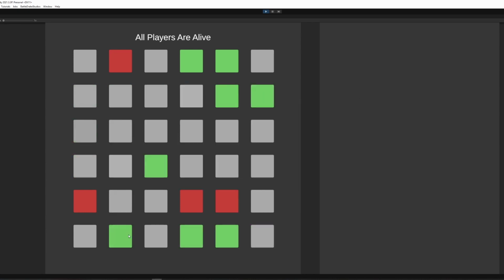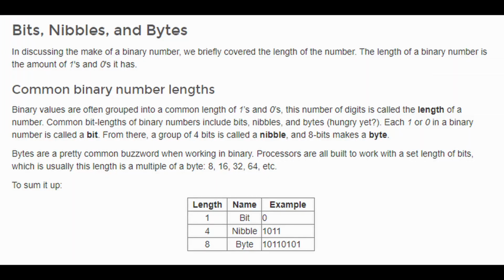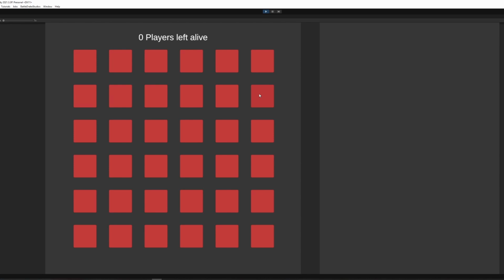During this mini-game, I learned about the importance of using the right variable types to send over the network. In this example, I was originally using an integer for each square, which was sent over the network 36 times every time the player's board changed. This was very inefficient and caused a lot of unnecessary bandwidth and data being sent over the network.